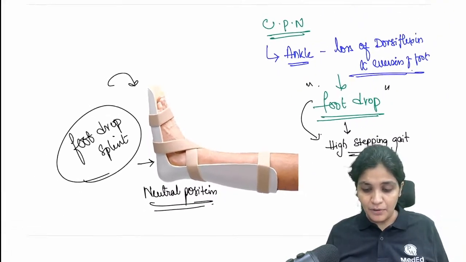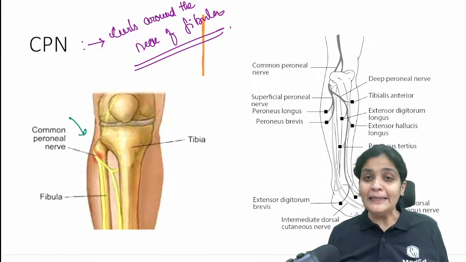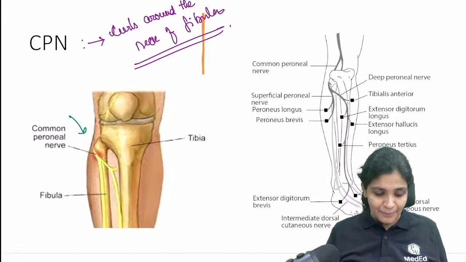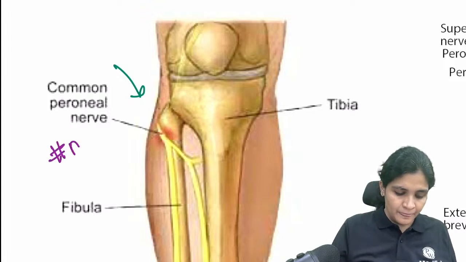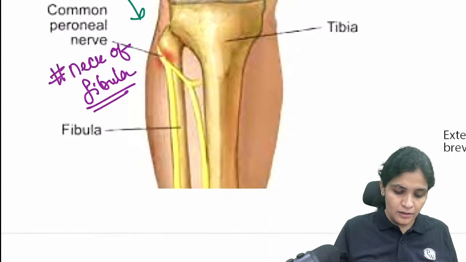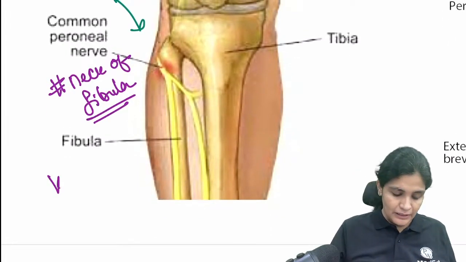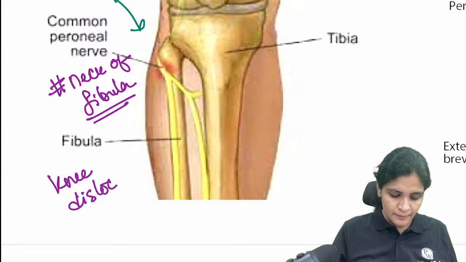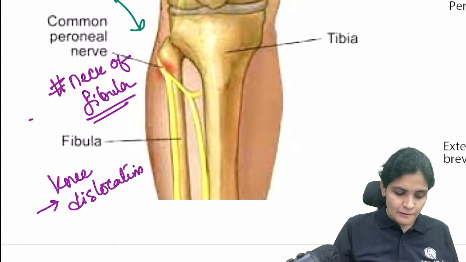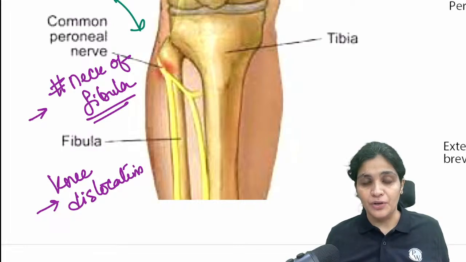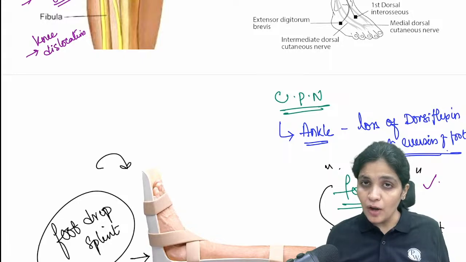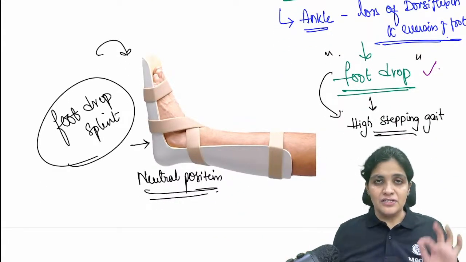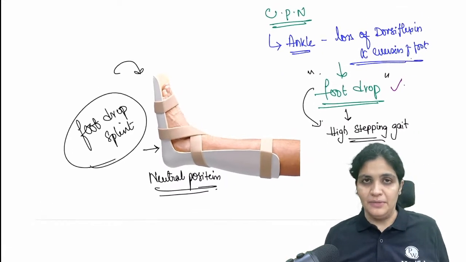So CPN, very important. It supplies all the extensors and the everters, right? Whenever there is damage, most commonly it is around the neck of the fibula. So fracture neck of the fibula, or even in knee dislocations, you will see that there could be damage to your common peroneal nerve, and this results in foot drop, which will result in the high stepping gait, and this is the foot drop splint which we have to use as the treatment, right?